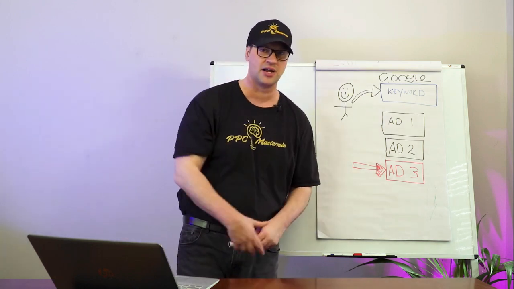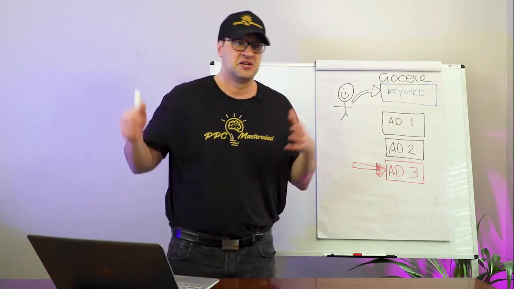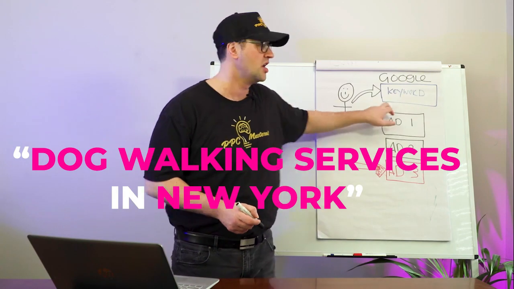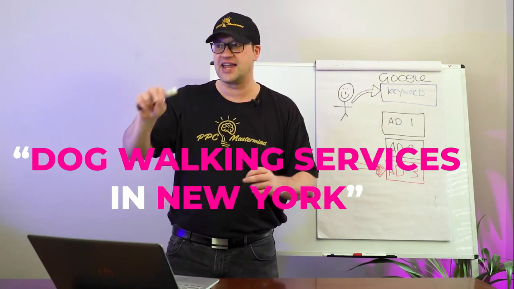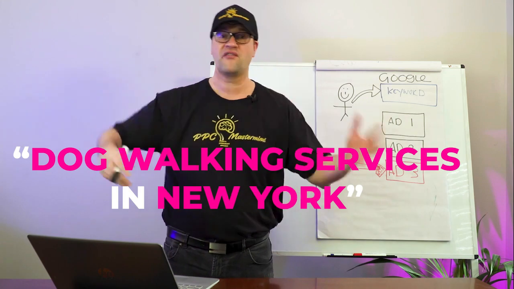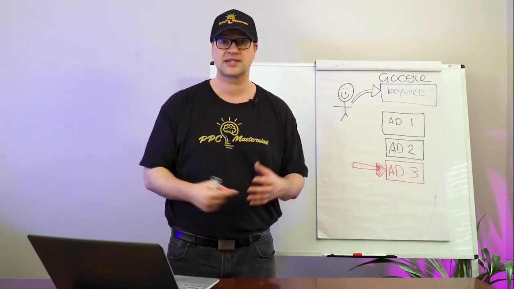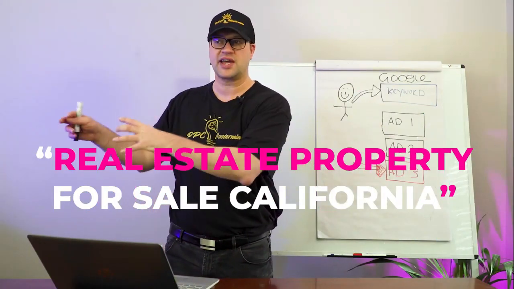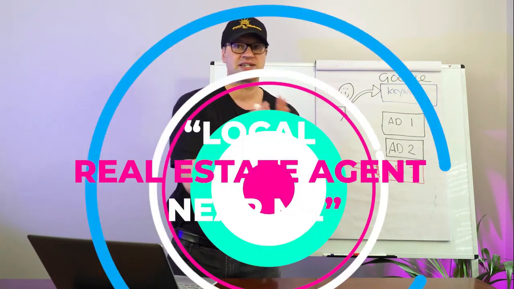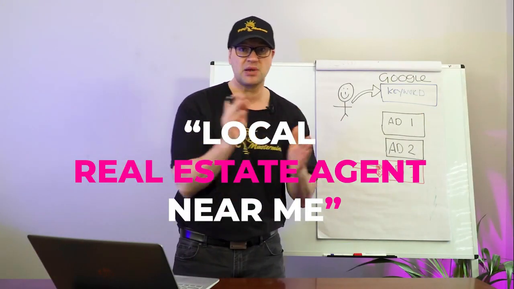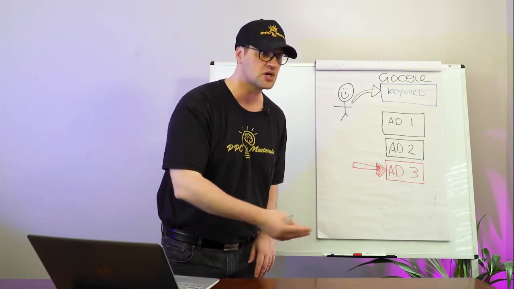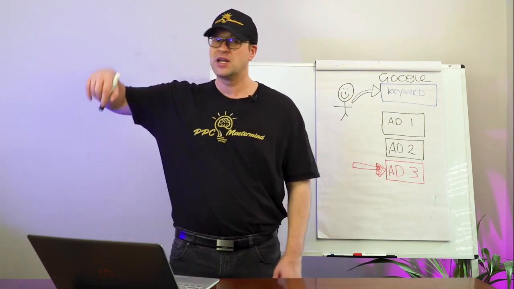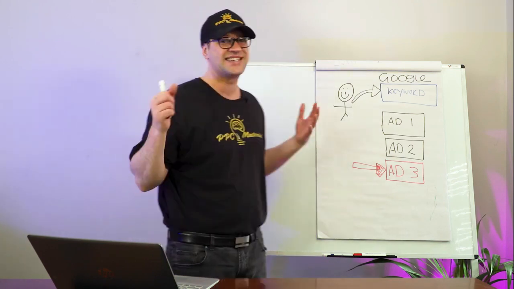And let me give you an example, right? Let's say you offer dog walking services in New York, right? Somebody will go to Google and they will type in dog walking services in New York, yeah? So that's 4 or 5 different words. Let's try another one. Let's say you're a real estate agent. Somebody will say, real estate property for sale, California, or local real estate agent near me. Can you see how many words I'm using, guys? Do not just focus on 1 or 2 keywords. That is the wrong way to go about it. It's completely outdated and it doesn't work.